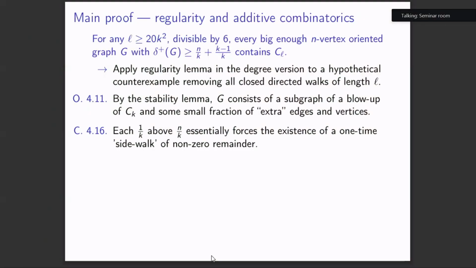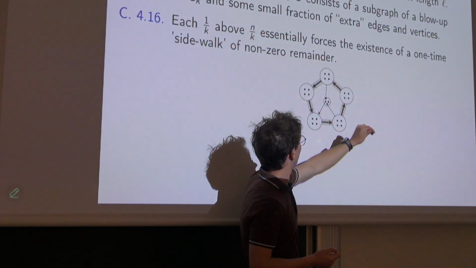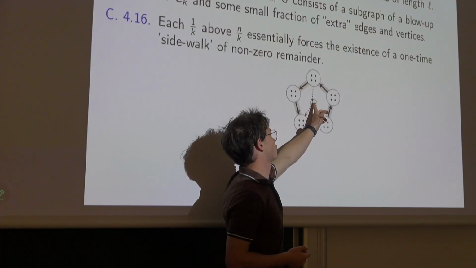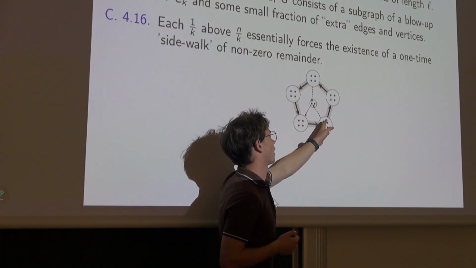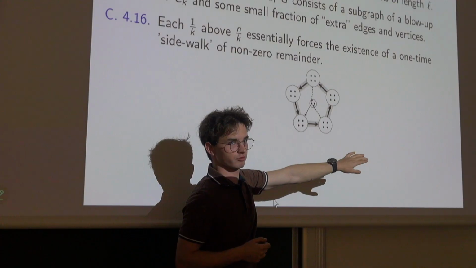Therefore, we could show that we have a blow-up, a very large subgraph, which is essentially a block of CK. And we show that each 1 by k above n by k essentially forces the existence of a structure we call a sidewalk. We have a block of CK. It may not have all the edges in here, but definitely most of them. And we have some center of the sidewalk. We have a large enough number of edges going from some block and a large enough amount of edges going to some block.